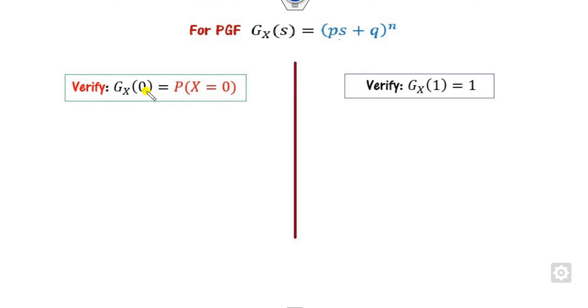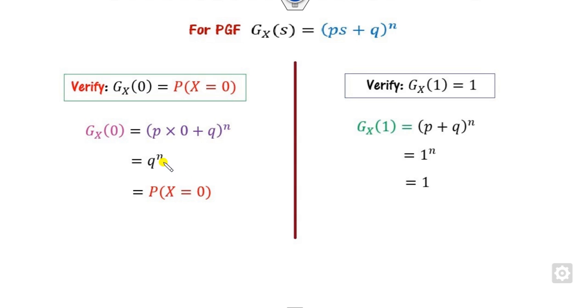You can see what will happen as s is 0. Okay, you can start from here. If you substitute s is 1 here, what is the value of this? It is nothing but p plus q, and p plus q is nothing but 1. If you take s is 0, what will happen? This is 0, so this is nothing but q^n. And what is q^n? It is nothing but the probability at x is 0 in the binomial distribution. So it means these two properties are satisfied.